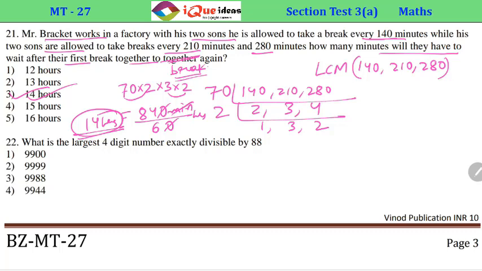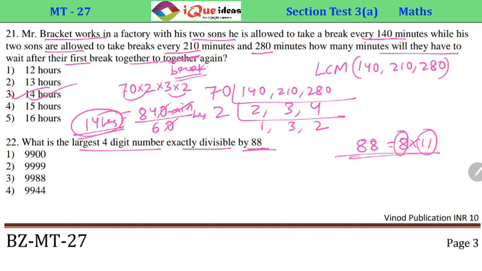Okay. Now the next question, what is the largest 4-digit number exactly divisible by 88, right? Now this is a very tricky question again. One thing is that you can break 88 as 8 into 11 and then you can go on finding a largest 4-digit number which is divisible by both 8 and 11. The other way is, look at the simplest way.